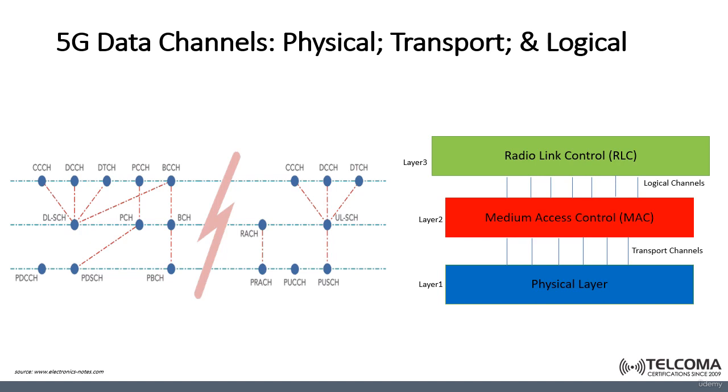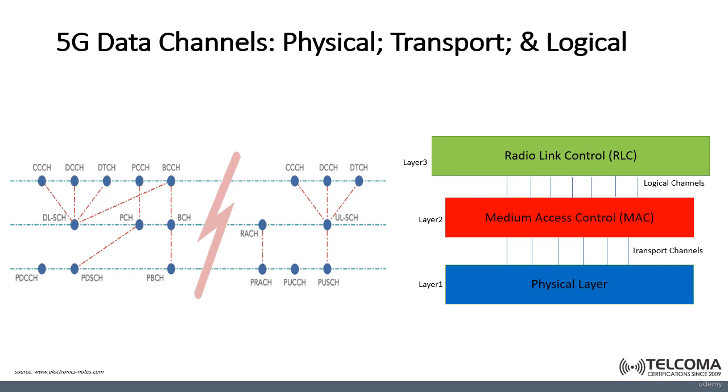The fourth channel of the transport channels we have is the counterpart of the previous one, which is the uplink shared channel, or ULSCH, and this one is used for the transmission of uplink data. The last transport channel we have is the random access channel, or RACH. Although it doesn't carry a transport block, it is classified as a transport channel.